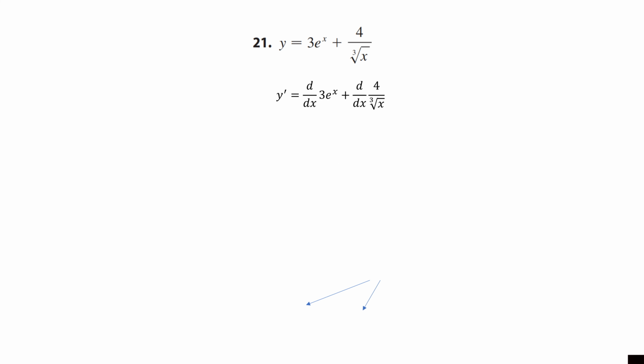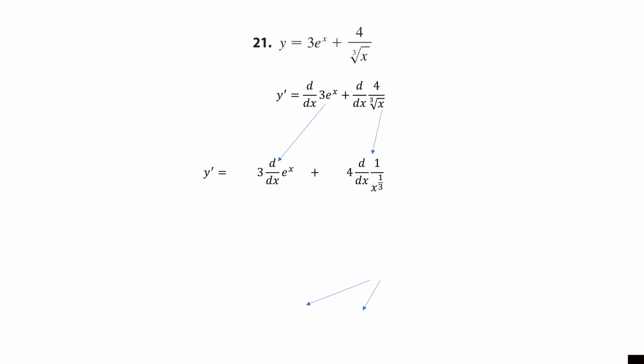To start with, we're going to take the derivative of the first term and the derivative of the second term, and break it up into two problems. For the first problem, if you want to be really technical, you can put the 3 outside of the d/dx of e to the x, and the derivative of e to the x is simply e to the x again. So that's pretty much handled on the left-hand side.